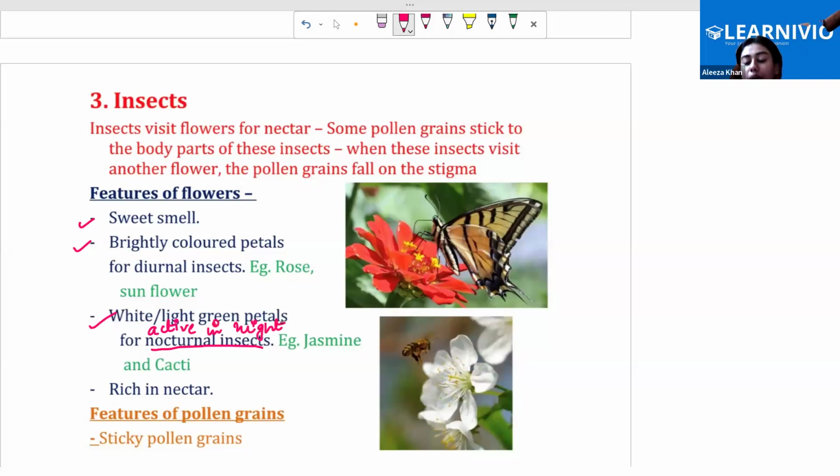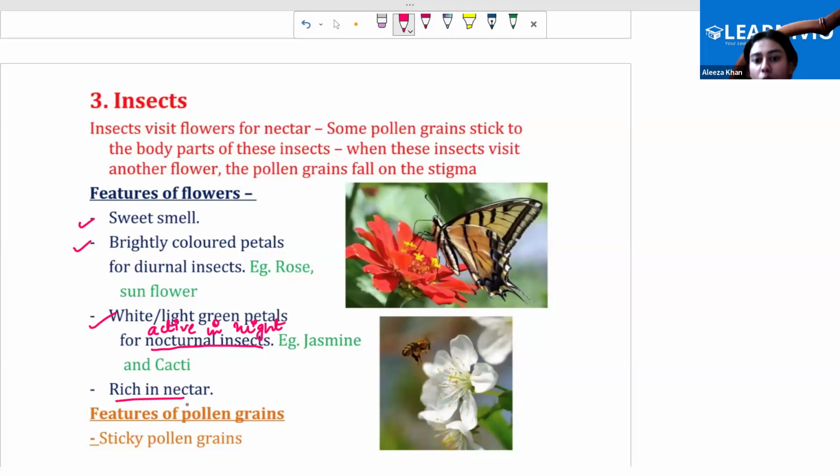Fine. So why are green color or white petals required for nocturnal animals? Because they would be able to see them at night very clearly. And they should be rich in nectar. They should have excessive secretion of the sugary fluid.